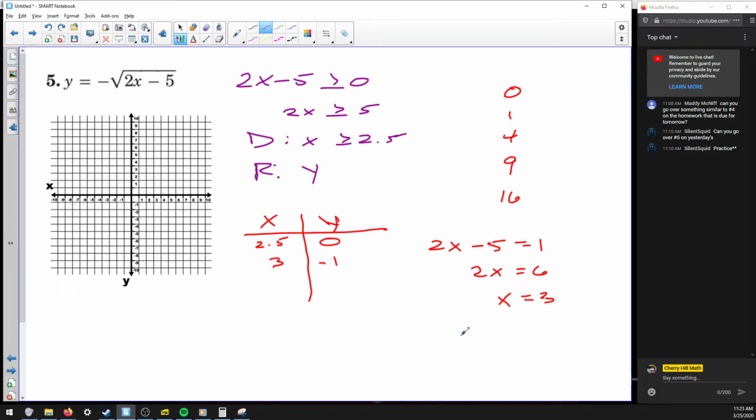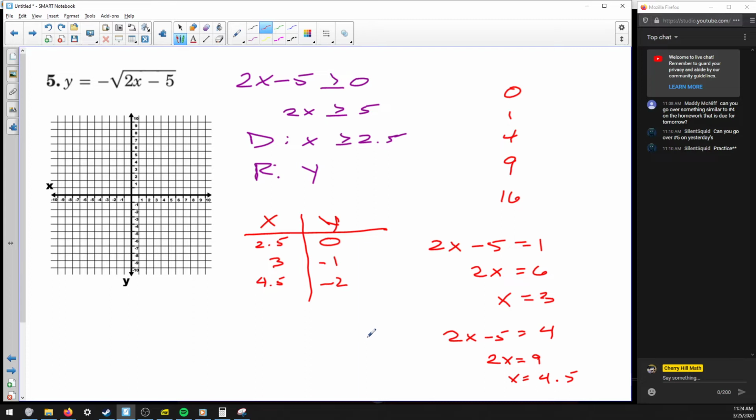And now I'm just going to keep doing that. What makes 2x minus 5 equal to 4? Well, if I add 5 to the other side, I'm going to get that 2x is equal to 9, and that means x is equal to 4.5. So if I plug in a 4.5, I know I'm going to get a nice output under the radical. When I plug in a 4.5, I'm going to get this 4 back. The square root of 4 is 2, and then I'm going to make that 2 negative. So this is negative 2.